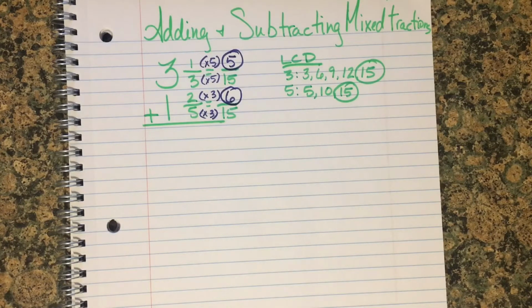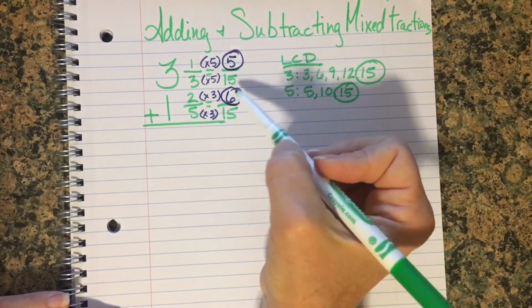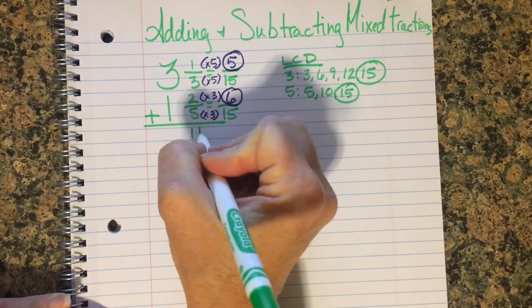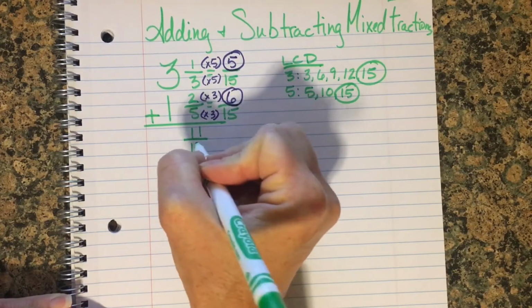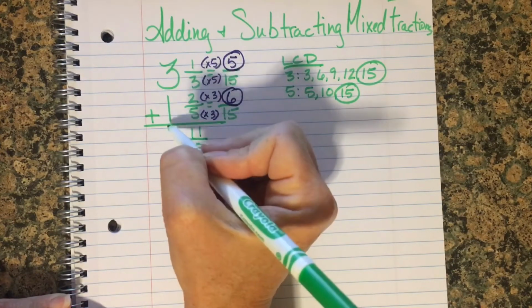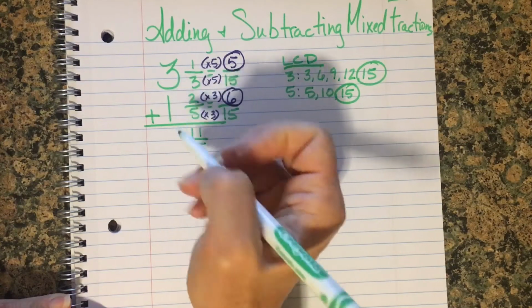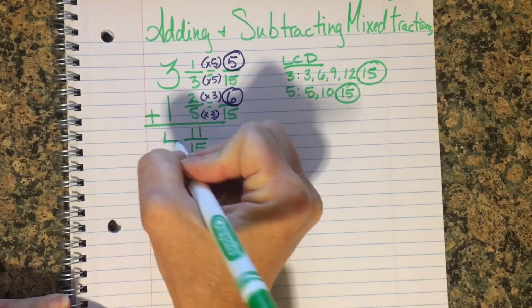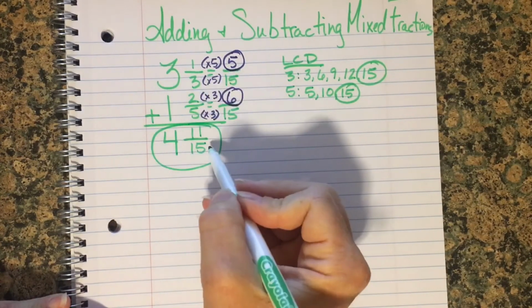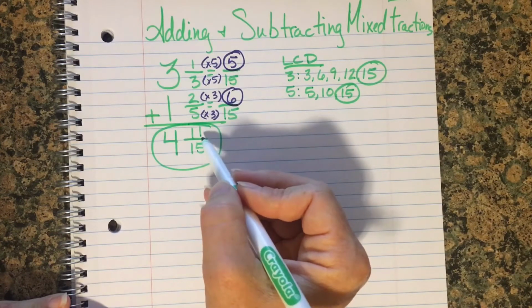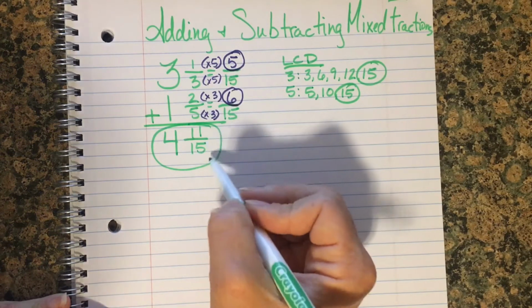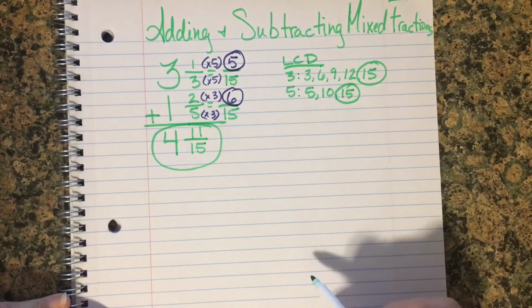Now I'm going to add 5 15ths plus 6 15ths. I get 11 15ths. And then I'm just adding my whole numbers. 3 plus 1 is 4, and I'm done. This doesn't need to be simplified because 11 is a prime number and there's no common factors between these two.